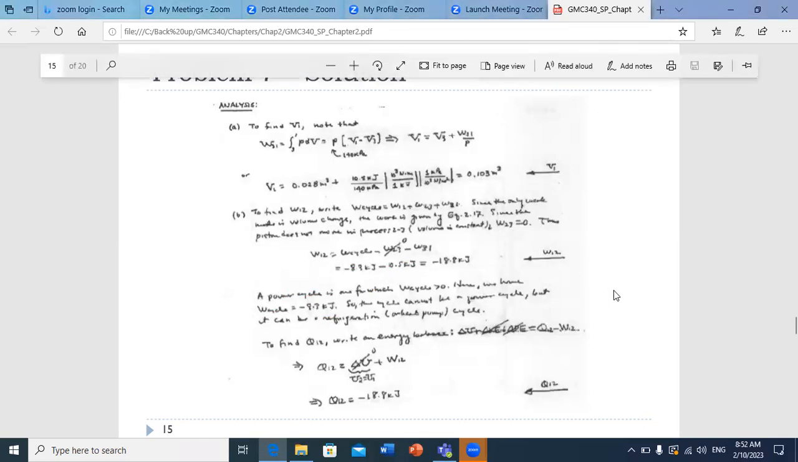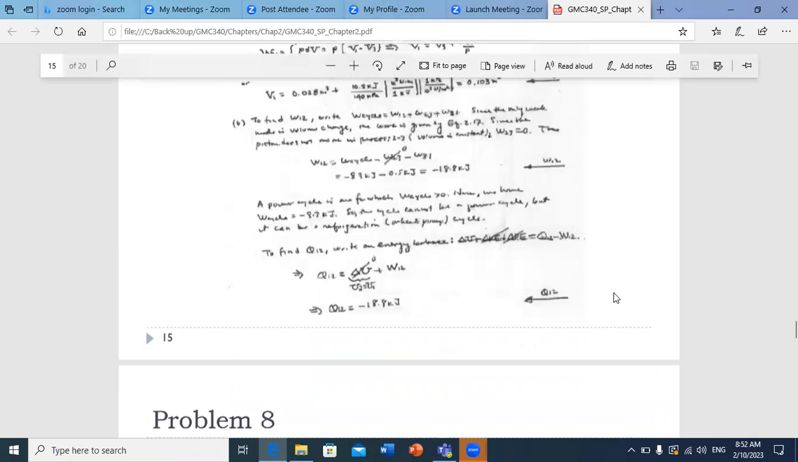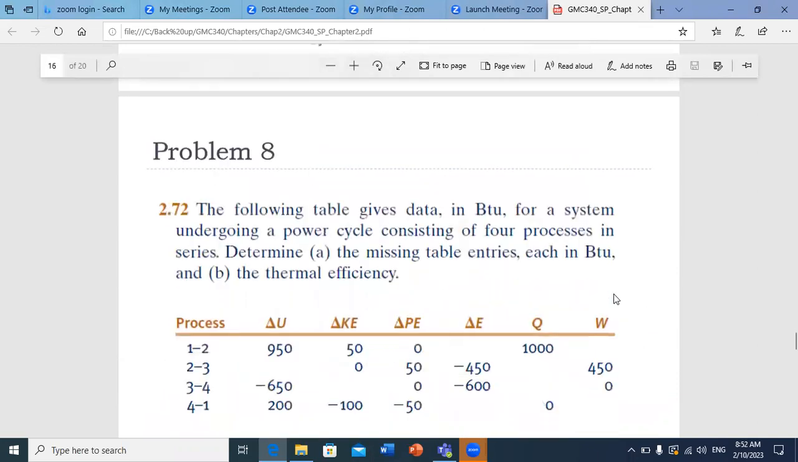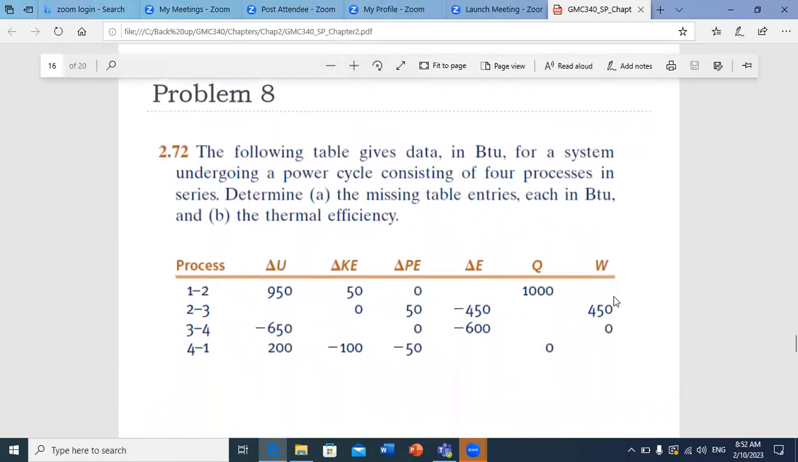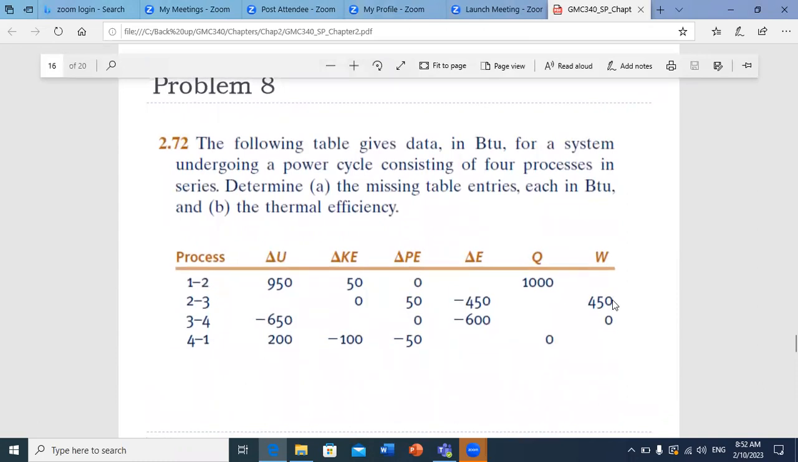Any question on this? Another problem. The following table gives data in BTU for a system undergoing a power cycle consisting of 4 processes in series. Determine the missing table entries and the thermal efficiency of the system. So we have information for different processes, and we want to complete any missing information.